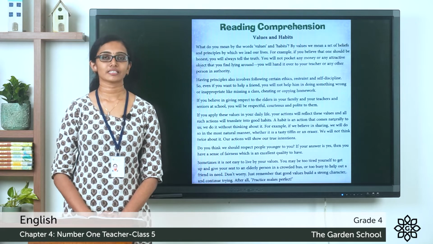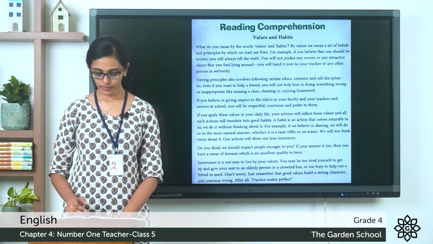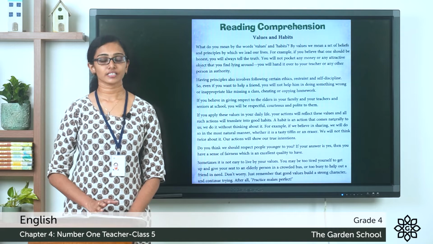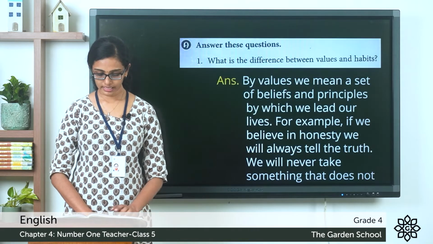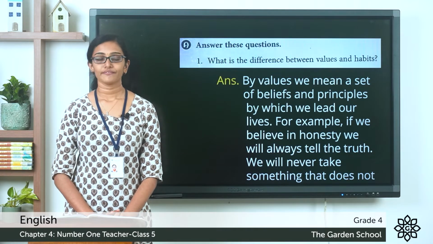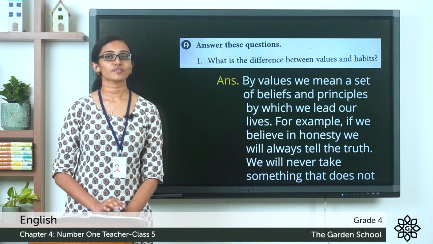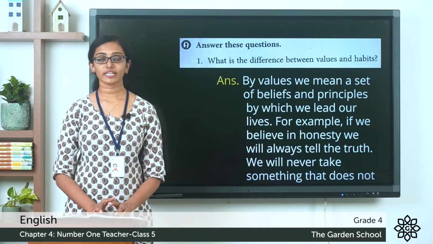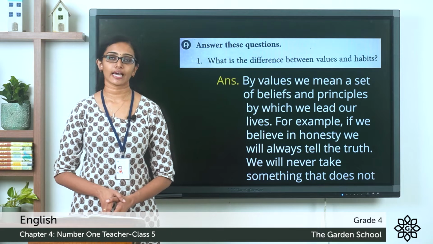Now let's discuss the questions and their answers. So the first question, question A, is answer these questions. And question number 1 is, what is the difference between values and habits? So after reading the comprehension, what do you think is the difference between values and habits?